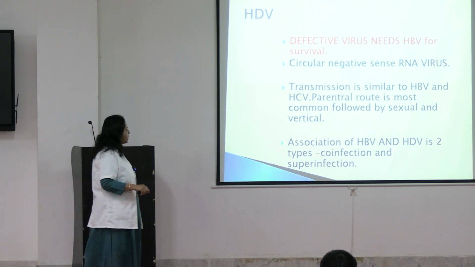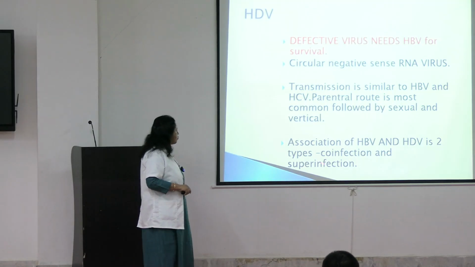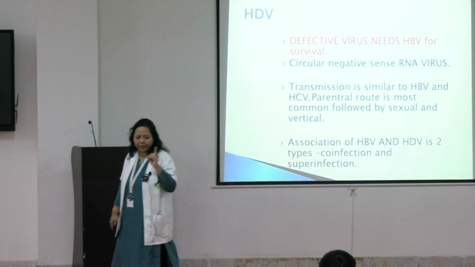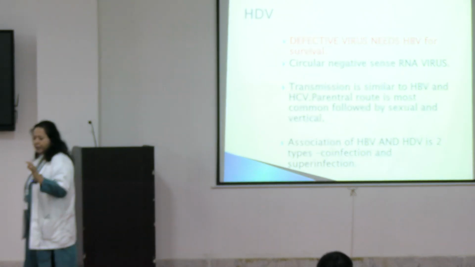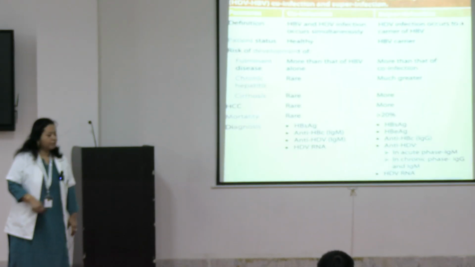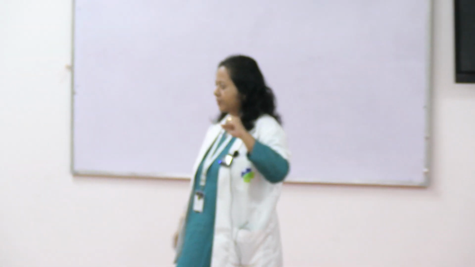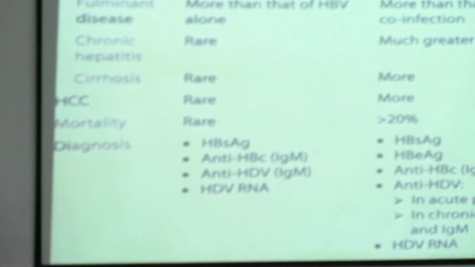Association of HBV and HDV is of 2 types, co-infection and super-infection. This is asked in your exam about co-infection and super-infection. You have a chart in your book. You should know that chart. When you call it super-infection, when you call it co-infection, that is important. Okay. So now let us see about this. Here you have co-infection and this is super-infection.